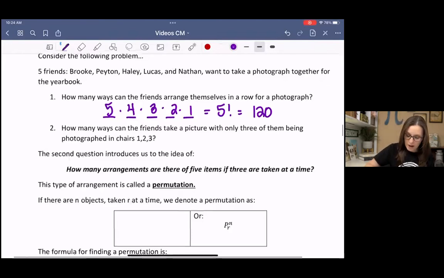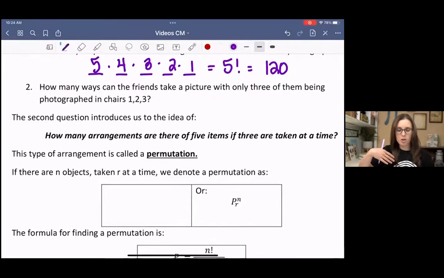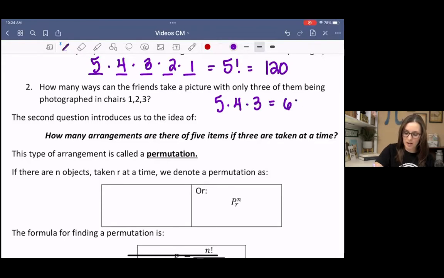Now, if we have 5 friends, but we just want to have 3 of them in the photograph, then now there's only 3 positions: 5 options for the first position, 4 for the second, 3 for the third position. So now there's only 60 ways that they can arrange themselves.